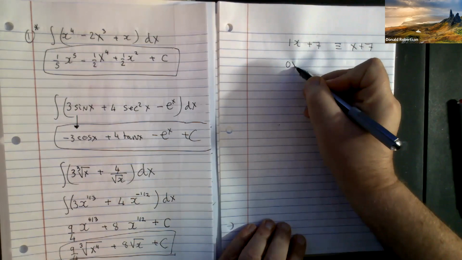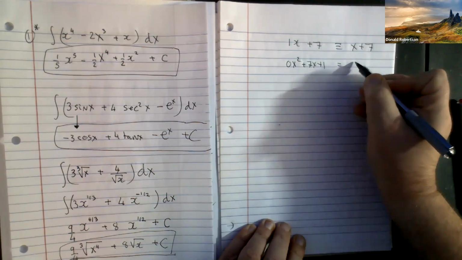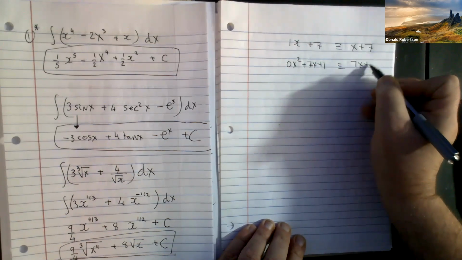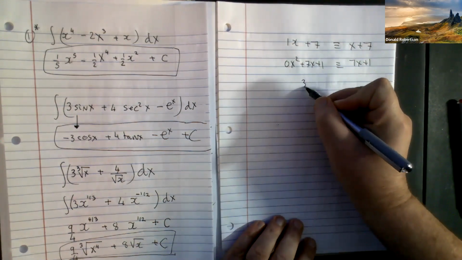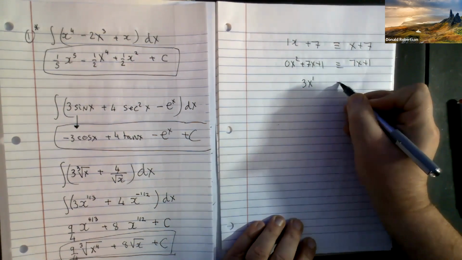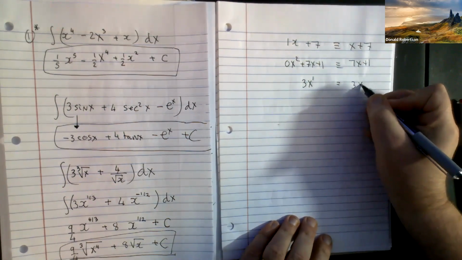If it was 0x squared plus 7x plus 1, would you agree that we would all write 7x plus 1? Because there's a rule that says if you don't have something like 0x squared, don't write 0. Don't even write anything, just write what's left. We have rules like 3x to the 1 should never be written as 3x to the 1. Shouldn't it be written as 3x?